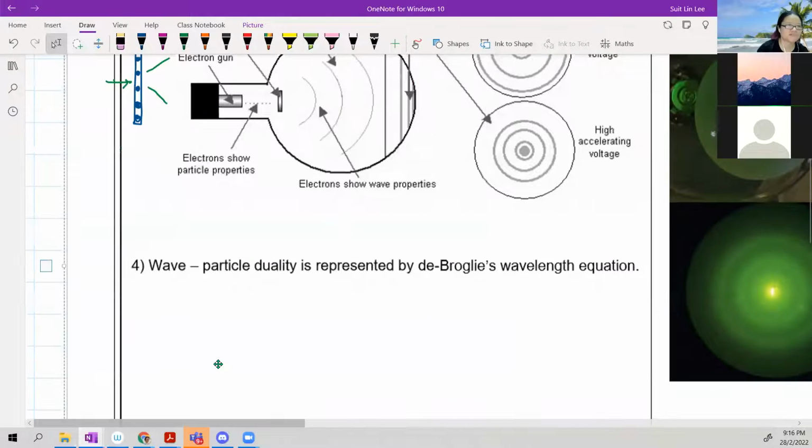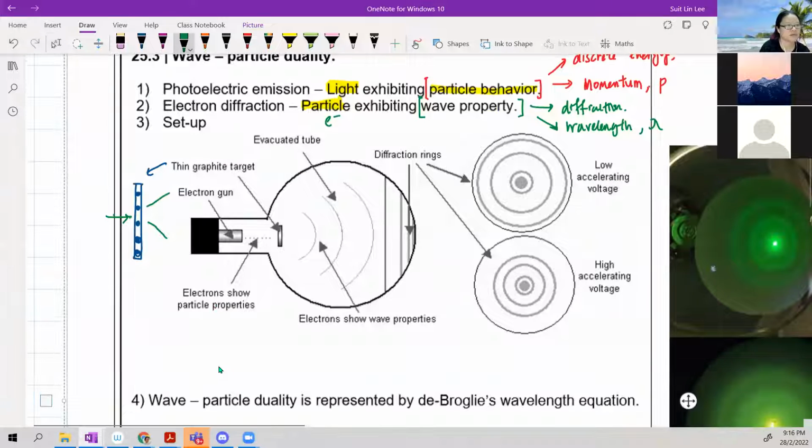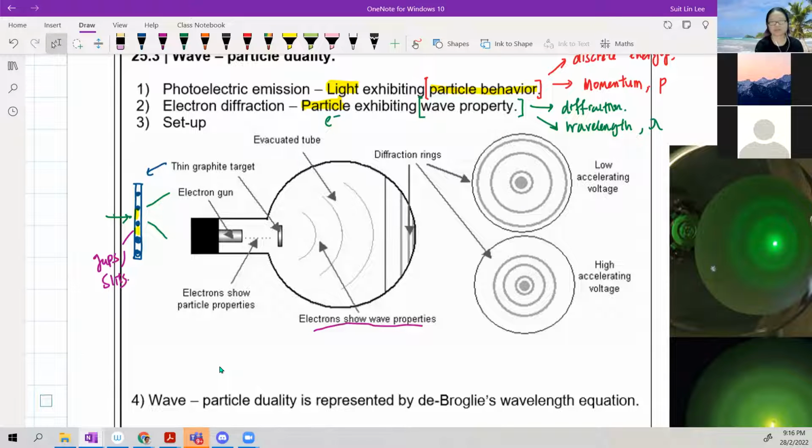So what we have is a bunch of electrons, and the graphite target allows us to create these kinds of gaps where the electrons can pass through, or slits. Once the electrons show wave property, you will get diffraction rings spreading out. If not, all the electrons will just have no pattern, it's just all over the place. So, what do you need to know?